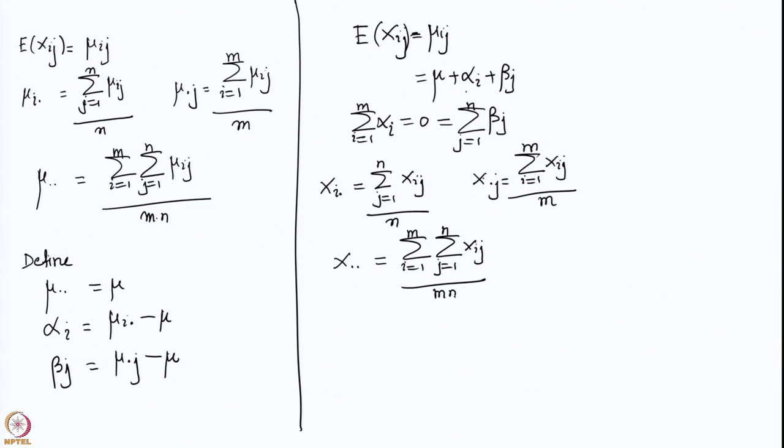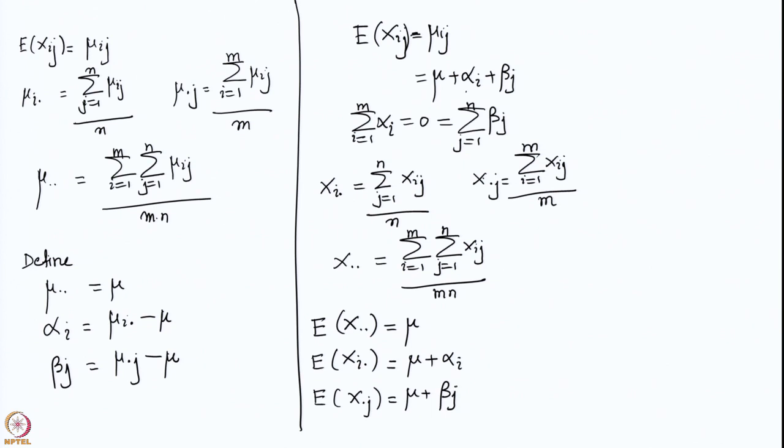Okay, then you can see that expected value of x dot dot is mu, expected value of x i dot is equal to mu plus alpha i, and expected value of x dot j is equal to mu plus beta j. How will it be? Because of this condition, these two equations can be derived. Let us show it in one case.